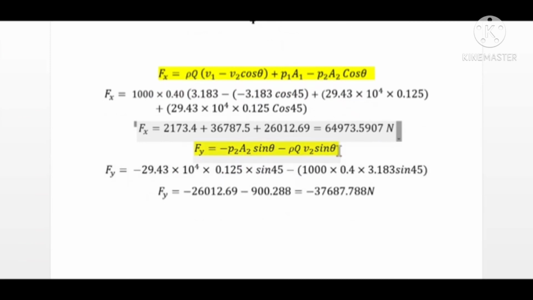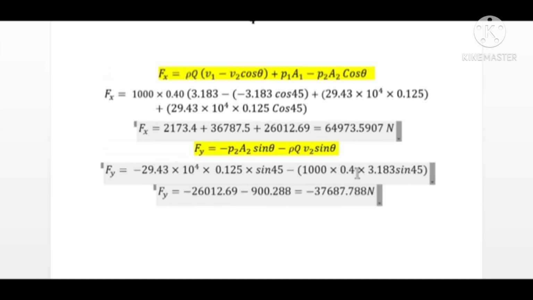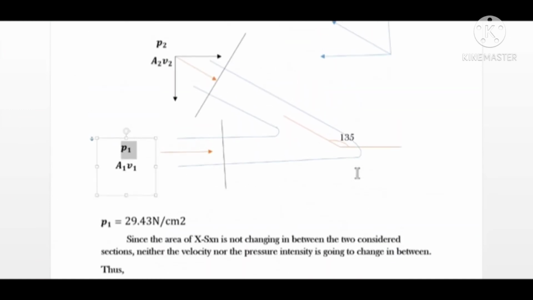Similarly for Fy we won't have any issue, because the only things that act will be along the positive y direction, so we can just substitute the values we know and find the value for Fy. And then for the resultant force we know the formula, and for the direction of the force we can use tan theta is equal to Fy by Fx, and we can find out the magnitude and direction of the resultant force that is acting on this pipe bend.